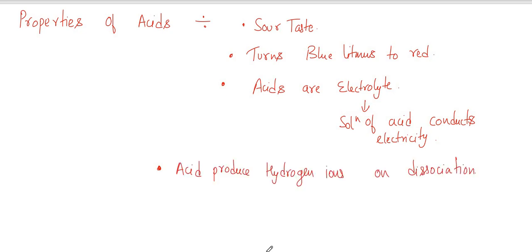Next property of acid is their pH is less than 7. What is pH? pH stands for potential of hydrogen. It is negative logarithm of H plus ion concentration, and pH is not part of this syllabus. That's why I am not discussing this in detail. But all of you should know that acid has pH value less than 7. At 7 it is neutral, and below 7 it is acidic. If a substance is showing pH value less than 7, it will be acidic in nature.